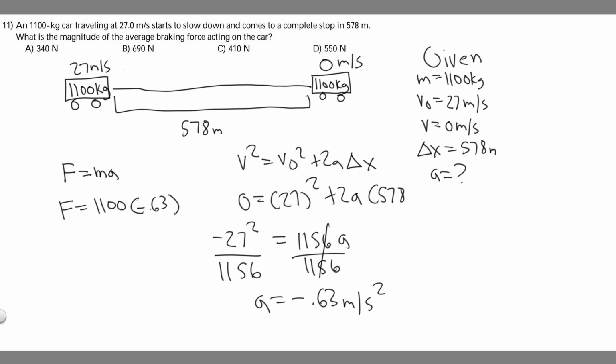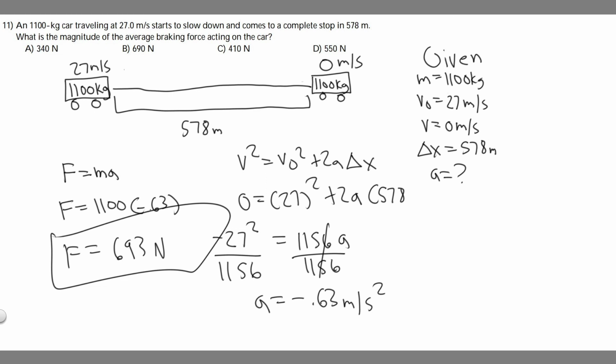So really you just do 0.63 times 1100, and you're going to find that it equals 693 newtons. So this is going to be the force. And if we look at our answers, we can see B is 690. So about 690 newtons is going to be your answer, and hopefully you found this useful.